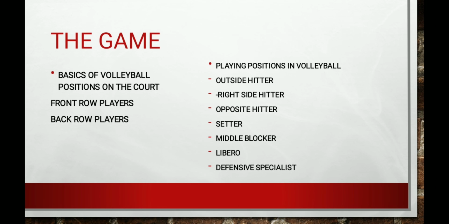Basics of volleyball positions on the court. There are 3 players on each zone. Front row players are players who are allowed to block the opponent and attack the ball in the attack zone. Back row players are players who play defense by digging opponents' attacks and attack the ball behind the attack line, the 3-meter line, or 10-feet line. Players rotate clockwise on the court after winning the rally after the opponent's serve.